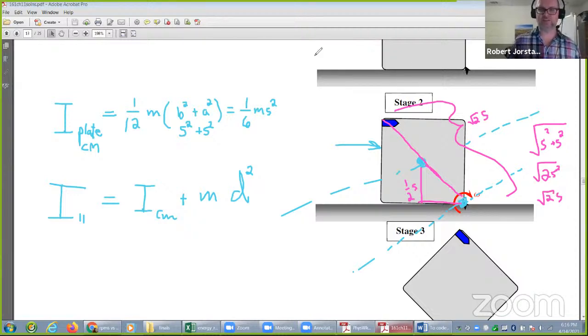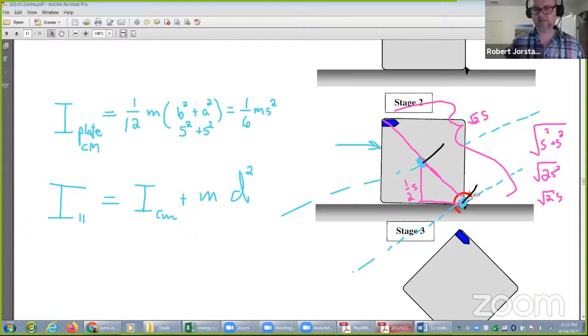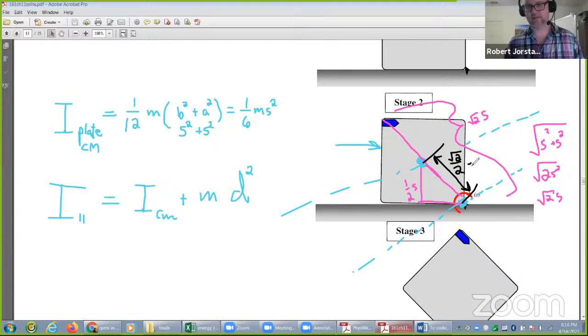So what's our special distance here? Let me get a different color. What's this distance then? If the whole diagonal is root 2 s, this is? Root 2 s over 2. Yep, 0.7071 s. So that is what you plug in here. Got it?